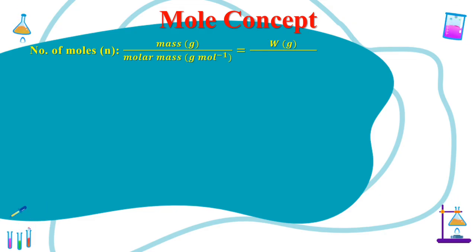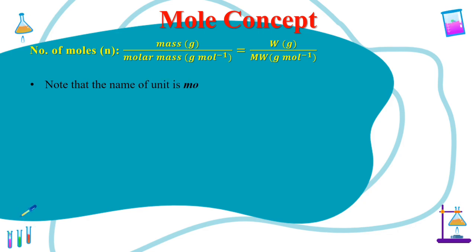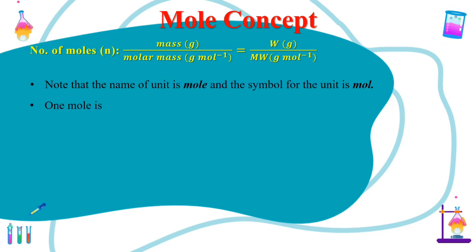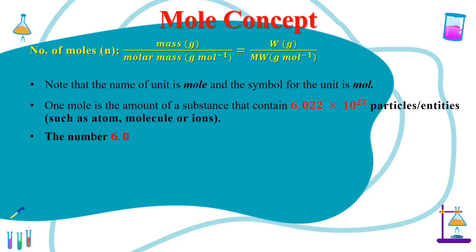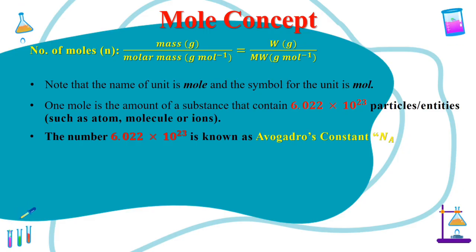So the first formula is number of moles. It is mass upon molar mass. 1 mole is the amount of substance that contains 6.022 × 10^23 particles, entities such as atom, molecule or ion. The number 6.022 × 10^23 is known as Avogadro's number.